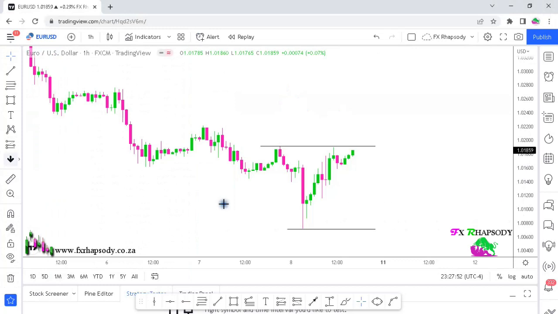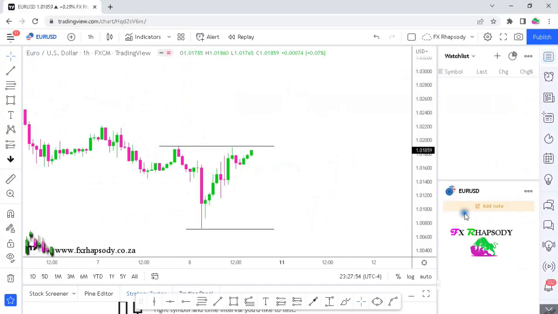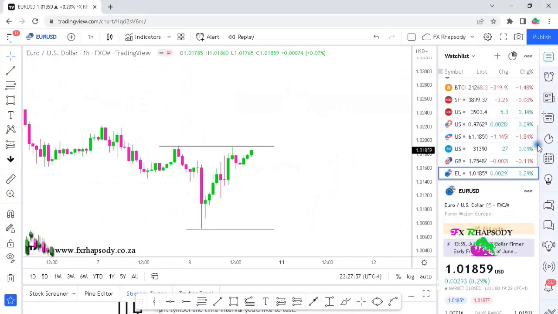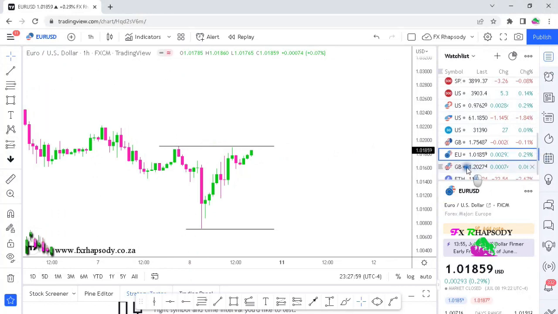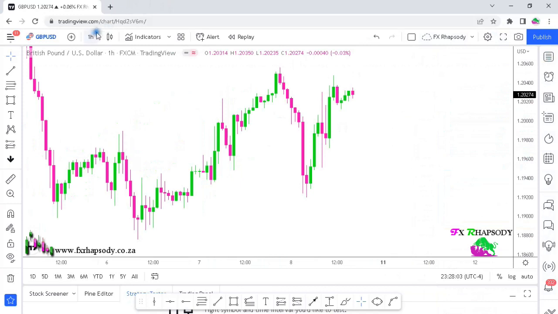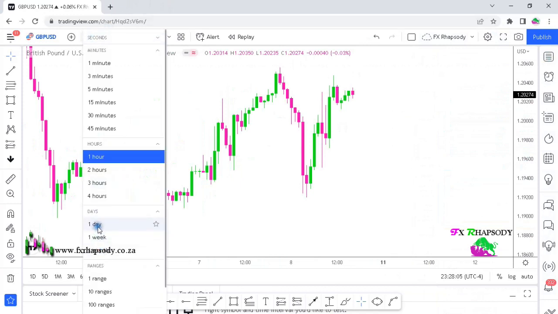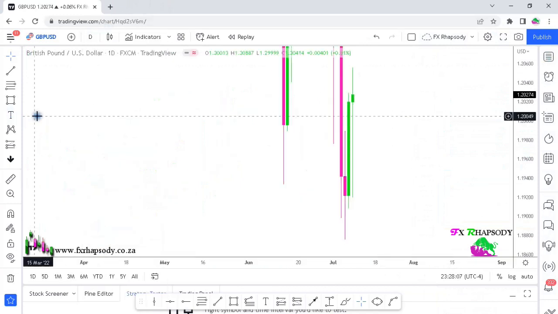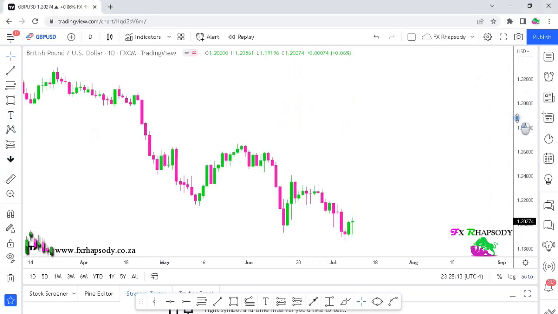So next up we have the British pound, the US dollar, GBP/USD. Okay, we're going to again start off with a top-down analysis starting on the daily time frame. I'm so sorry, my mouse just gave in. So basically what's going to happen is we are going to be looking at the daily time frame.